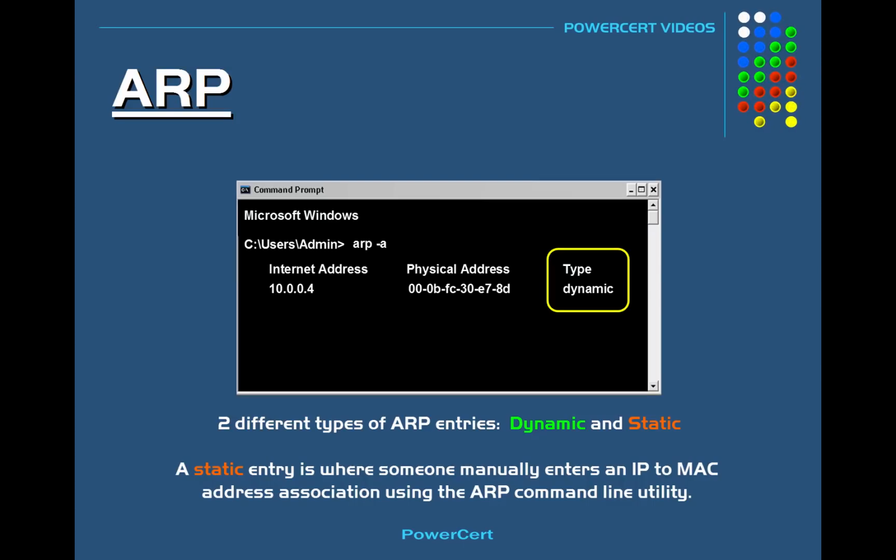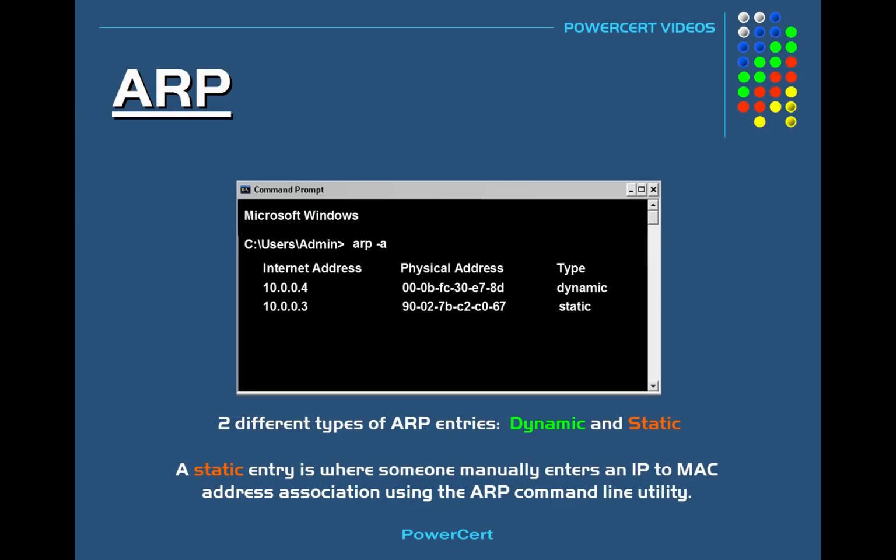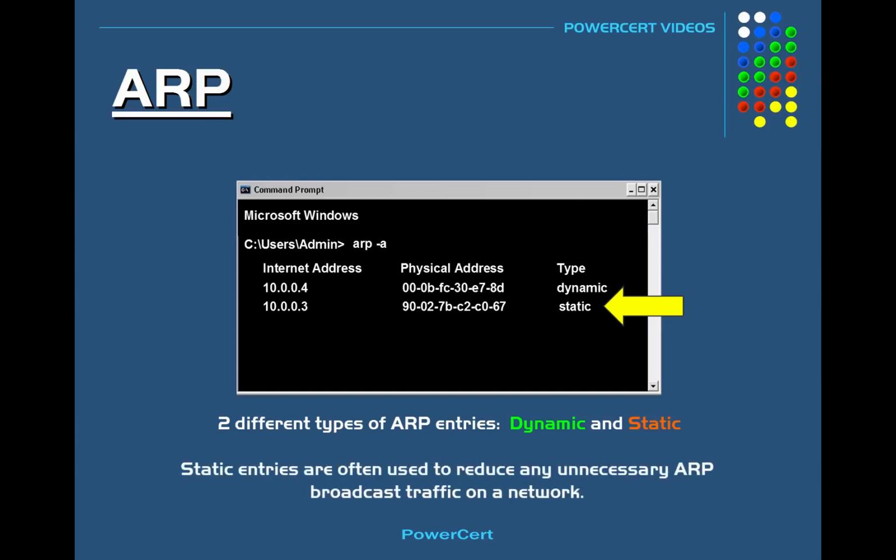ARP command line utility. So for example, let's create a static ARP entry. So at a command prompt, you would type arp -s and then the IP address followed by the MAC address. So now if we look at the ARP cache again, we would see our static ARP entry. Network administrators would use static entries to reduce any unnecessary ARP broadcast traffic on a network. For example, static entries are ideal if you know that two devices are constantly going to be communicating with each other.